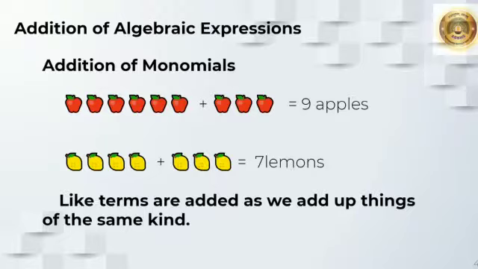Addition of algebraic expressions. First, let us see the addition of monomials. Adding like terms is like adding things of the same kind. Say for example, I have 6 apples here and I am adding another 3 apples to it. So altogether I will have 9 apples. Same way, I have 4 lemons here. I add another 3 lemons to it. So in all I'll have 7 lemons. Like terms are added as we add up things of the same kind.